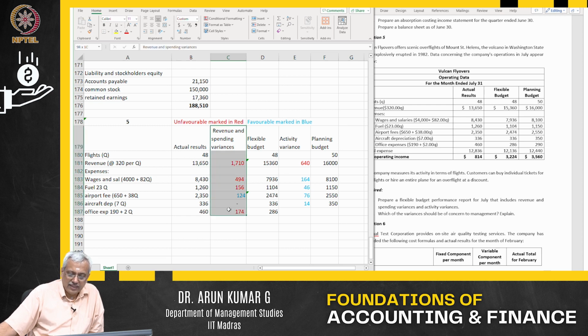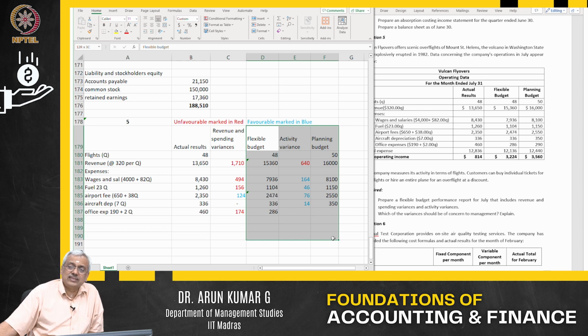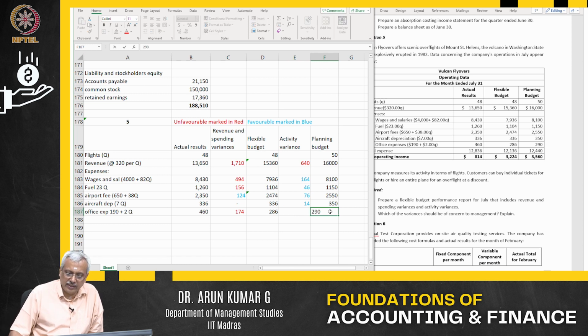This is the comparison of actual and flexible budget, the revenue and spending variances. This is where the activity level has decreased. Because the activity level has decreased, what is the kind of variances? Activity variance, what we see out here. This is 290, and then this has a $4 variance in this case.